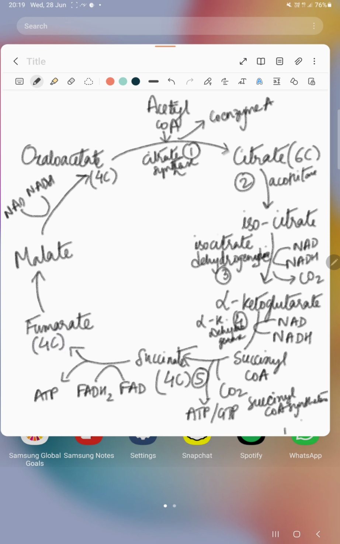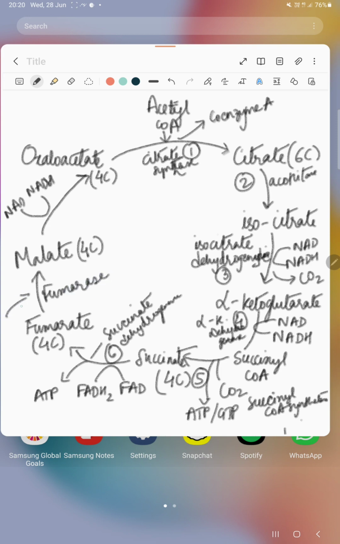Again from succinate, fumarate is forming, which is again a 4-carbon compound. This is being oxidized to fumarate. Out here the enzyme that is used is succinate dehydrogenase. This is the 6th step. Then again this fumarate is oxidized to malate, which is again a 4-carbon compound. The enzyme that is helping in the process is fumarase.